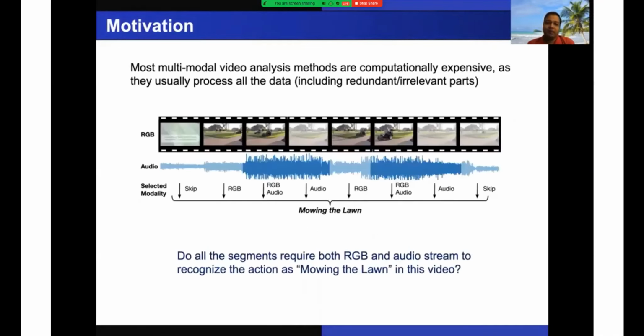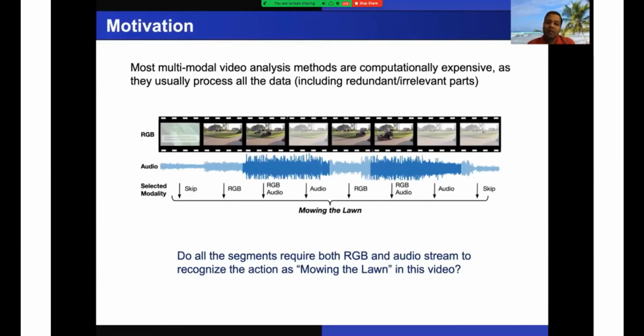Consider this video as an example. This is a video of mowing the lawn. As you can see from the video, we ask a question: do all the segments require both RGB and audio stream to recognize the action as mowing the lawn in this video? The answer is no, because only for the third and sixth segment, RGB and audio are relevant for the action mowing the lawn. Whereas for the first and last segment, we don't need to process any of the modalities because they are highly irrelevant for those segments. So we can potentially skip those two segments for achieving high efficiency.